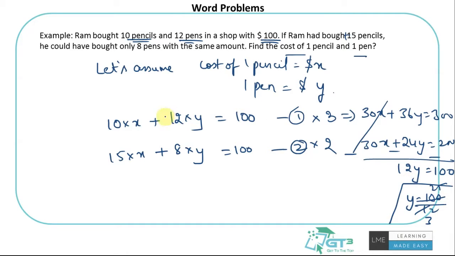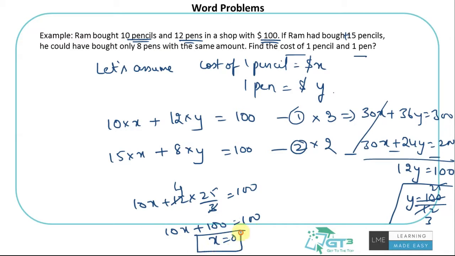Now let me substitute here so that I get the value. So 10x plus 12 times 25 by 3 equals 100. That leaves x ending up as 0. But that sounds like a wrong calculation. Let me check, okay, I made a mistake here. This is because 8 into 2 is 16y. That's the problem I've made.